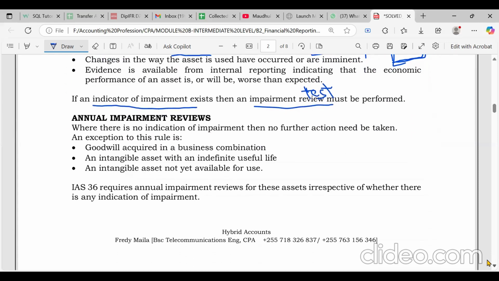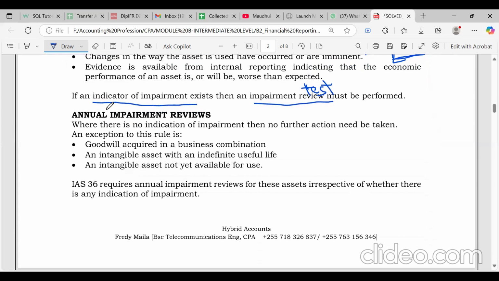Accounting treatment: annual impairment reviews now. You see, usually we don't just do the reviews. We say that until there are indicators, that is when you do the reviews. But this is an exception. You are told, okay, we don't care about indicators. You have to do this each year, each financial year. Usually we don't do that until there are indicators.